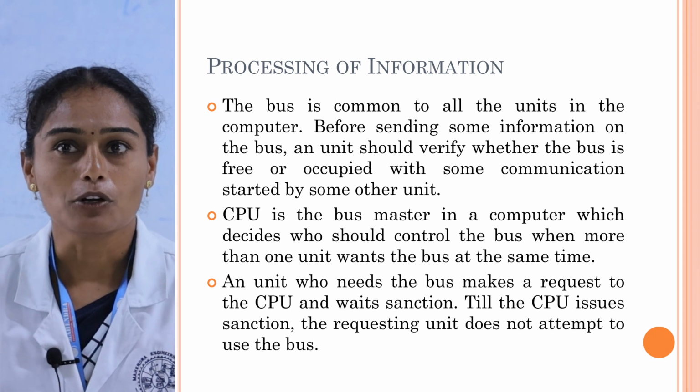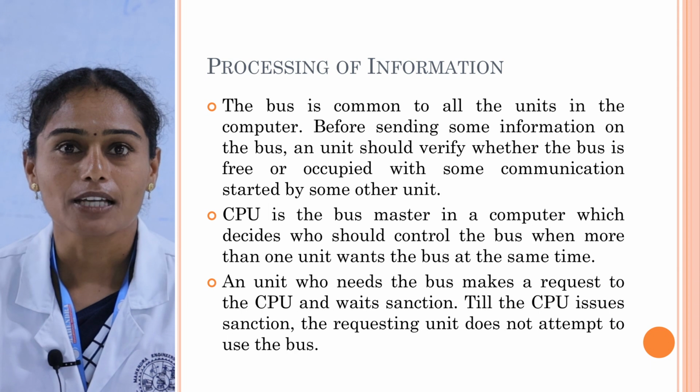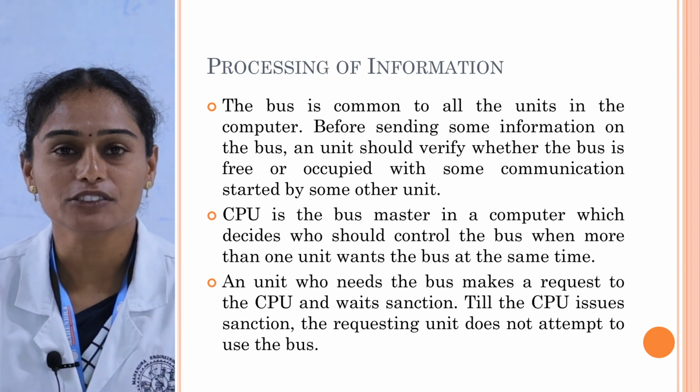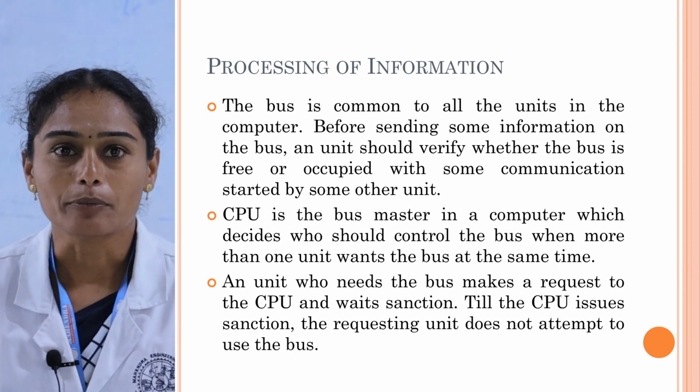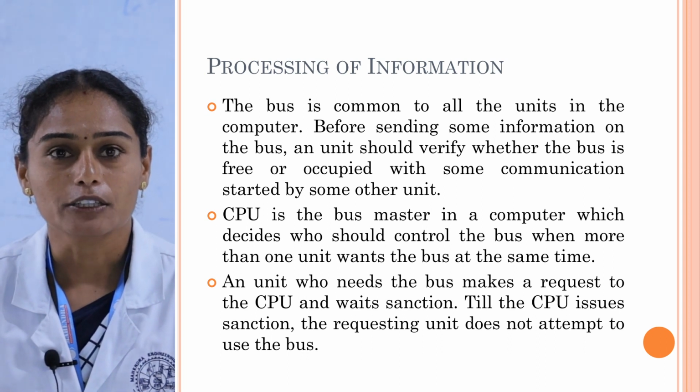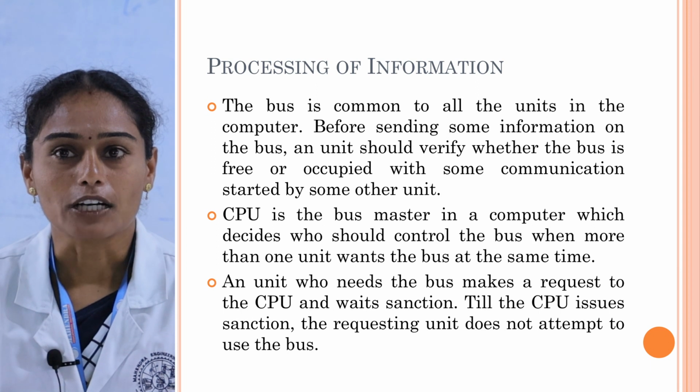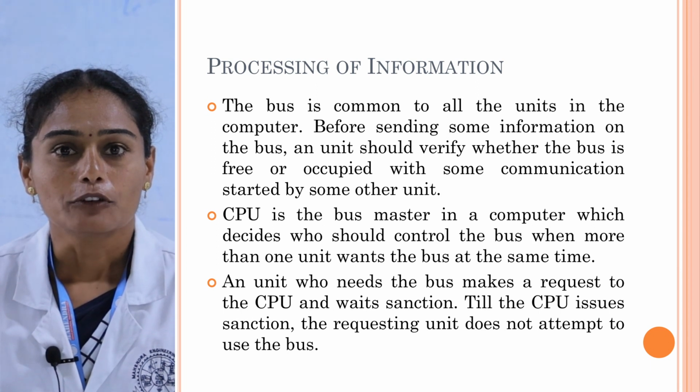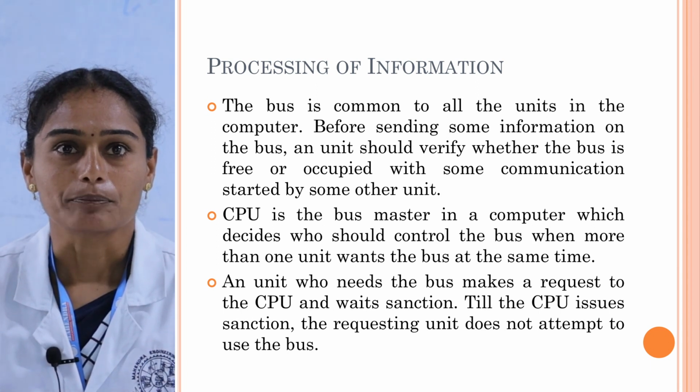Next, processing of the information. The bus is common to all the units in the computer. Before sending some information on the bus, a unit should verify whether the bus is free or occupied with some communication started by some other unit. The CPU is the bus master in a computer, which decides who could control the bus when more than one unit wants the bus at the same time.